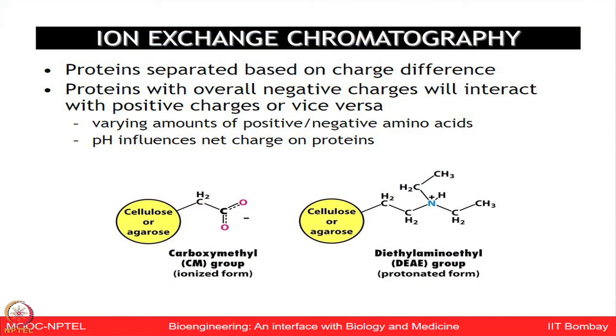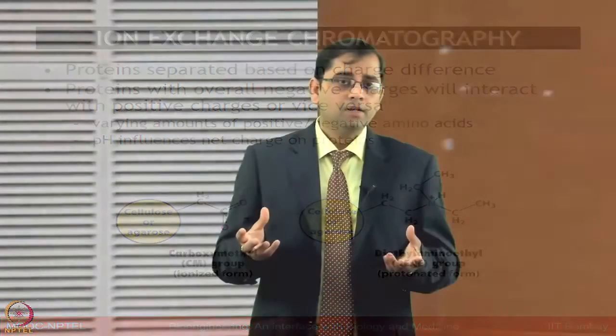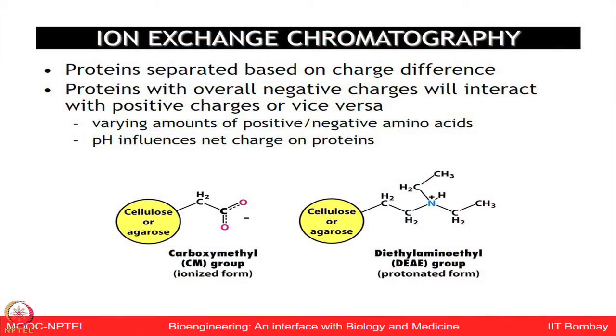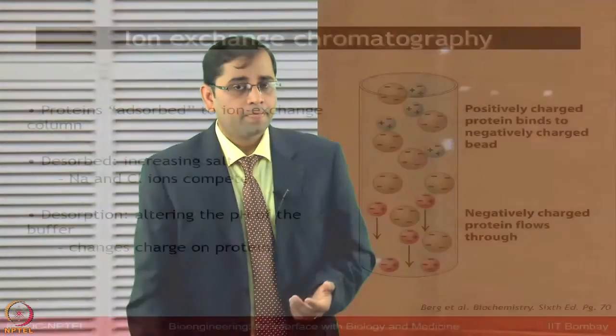Let us now talk about ion exchange chromatography. Here the proteins are separated based on the charge differences in the overall protein structure. Proteins with overall negative charges will interact with positive charges or vice versa. Accordingly, you can select the beads, for example, carboxymethyl group, or you can choose the diethylaminoethyl DEAE groups. These kinds of beads can use the properties of positive or negative charge of amino acids to separate proteins in ion exchange chromatography.